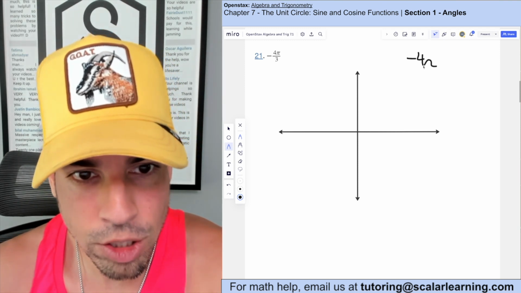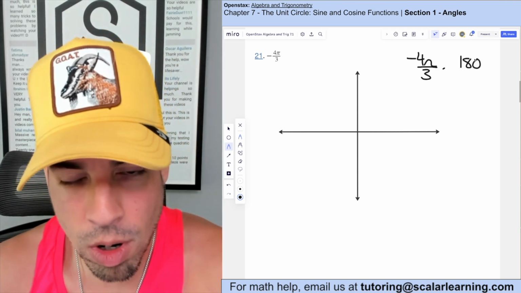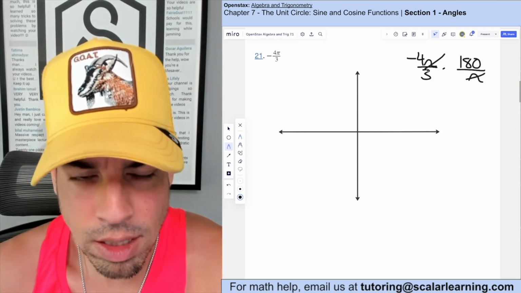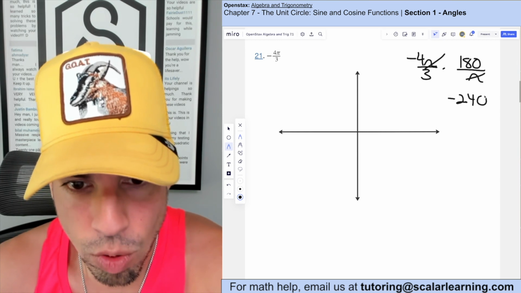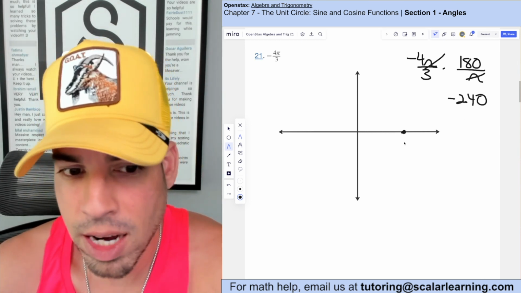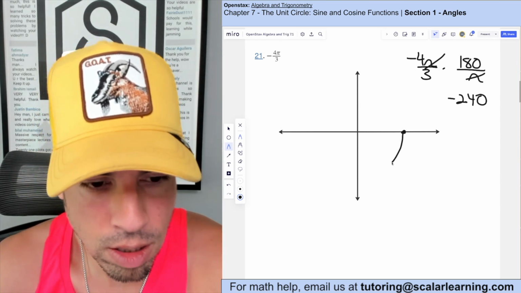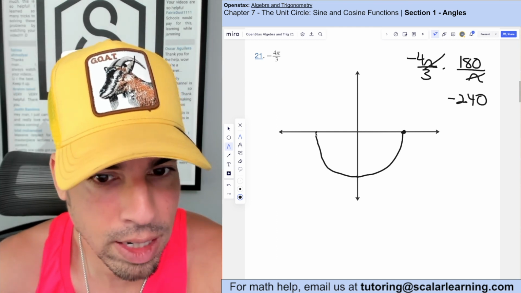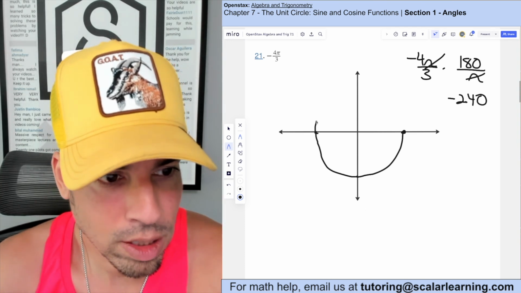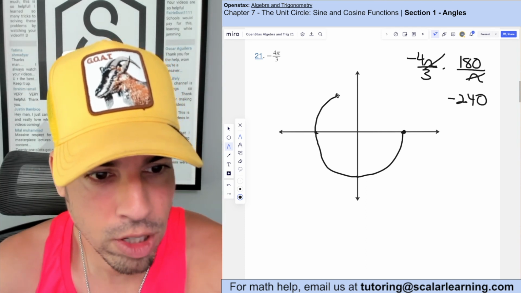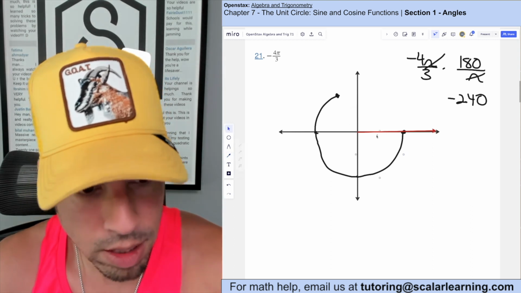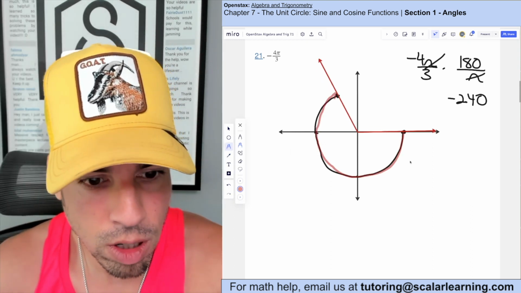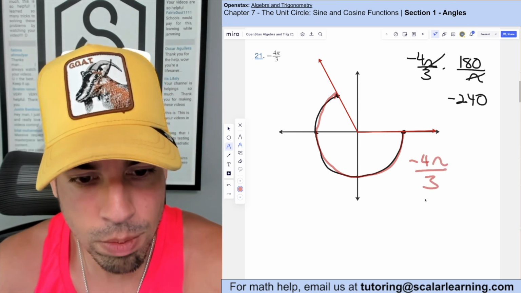Let's convert that to degrees just to make it a little easier. So I'm multiplying by 180 over pi to do so. Those cancel out. 180 divided by 3 is 60 times negative 4 is negative 240. So starting here as per usual, first, I'm going to go in the clockwise direction 90, then another 90, that's 180, and then we have 60 left. So going 60 more would be right around here. So here would be my initial side, here would be my terminal side, and this whole chunk here is that angle of negative 4 pi thirds, boom, done.